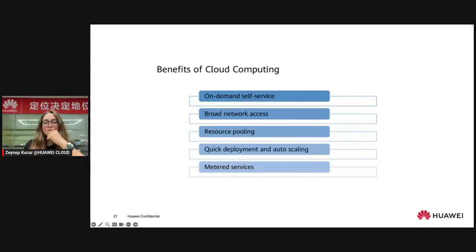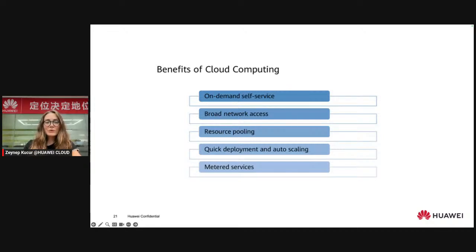And then there's resource pooling. Different physical and virtual resources can be dynamically allocated and reallocated based on customer requirements. The customer does not need to know exactly where the resource is. It can be anywhere in the world if you have a region there. For example, Huawei Cloud has many regions around the world in different countries. So you can purchase your resource wherever you are based on the latency you want. These resources include storage, processors, memory, network bandwidth, virtual machines, and more.